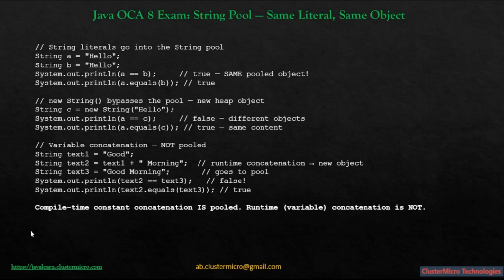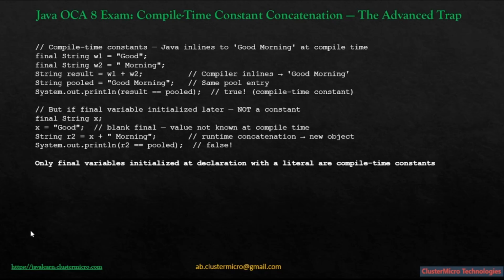Now we are going to discuss compile-time constant concatenation, the advanced trap. This is a more advanced variation of the string pool concept that we discussed and that often appears in exam questions. When you concatenate two final string variables that are initialized with literals at the time of declaration, the Java compiler knows their values during compilation. For example, final String w1 = "good" and final String w2 = "morning". String result = w1 + w2. Because the values are known in advance, the compiler performs the concatenation at compile time and replaces it with the constant "good morning" directly in the bytecode.